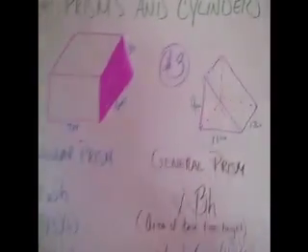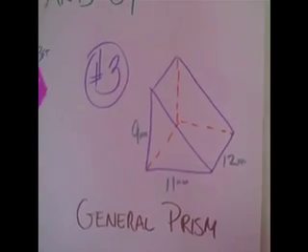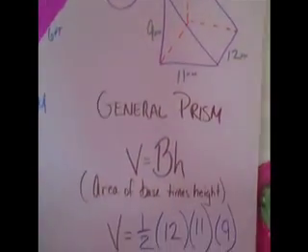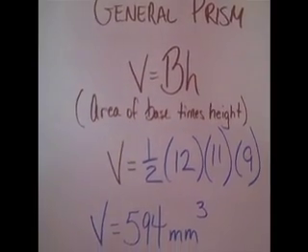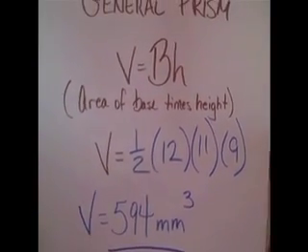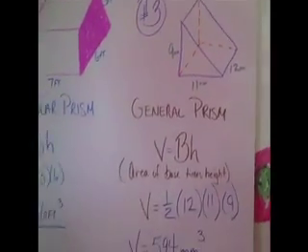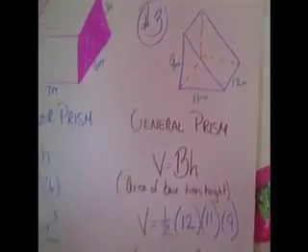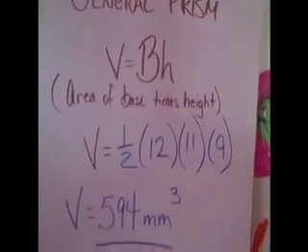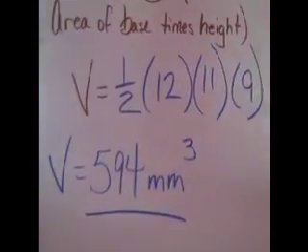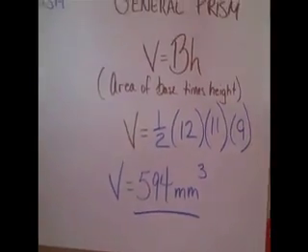Number 3, when you see number 3, this is a general prism. What you have right here is volume equals a capital B times the height, which is the area of the base. And you're going to take half of that. So you have volume equals 1/2 length times width times height. When you multiply those and divide by 2, you have 594 millimeters cubed. That is the volume inside this general prism.